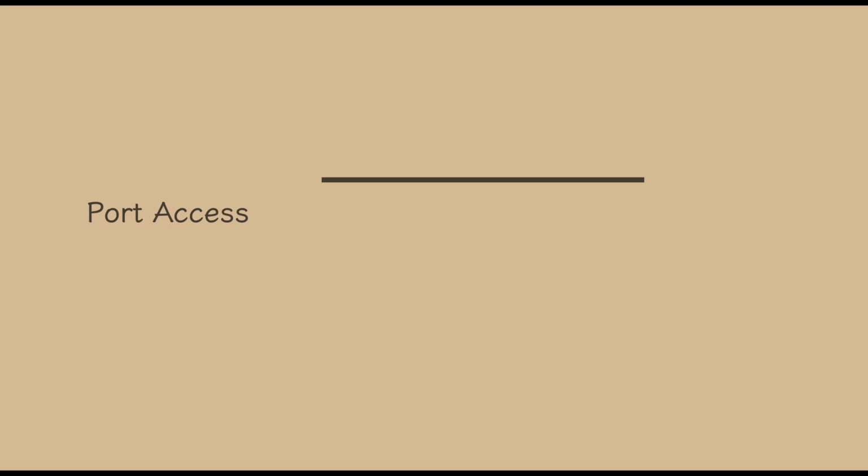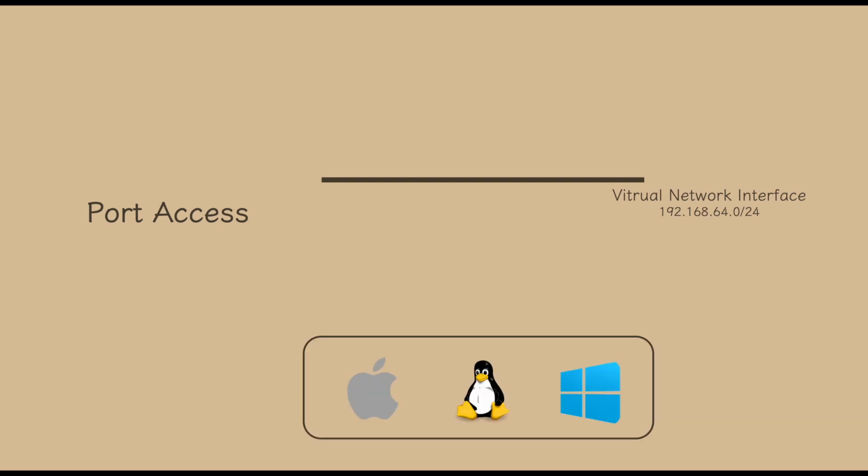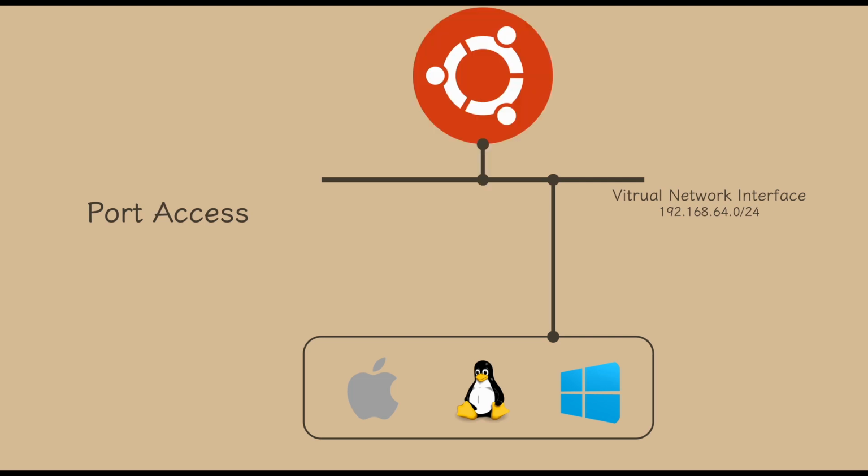Another common operation when using virtual machines is to access ports on the virtual machine from the host machine. So Multipass creates a virtual network interface and provides it a range of IP addresses. This is called a subnet. And in this case, the IP addresses are 192.168.64.0/24, which means it provides IP addresses between 0 and 255, so there are 256 possibilities. And the host OS has access to this virtual network interface, and so does the guest OS.